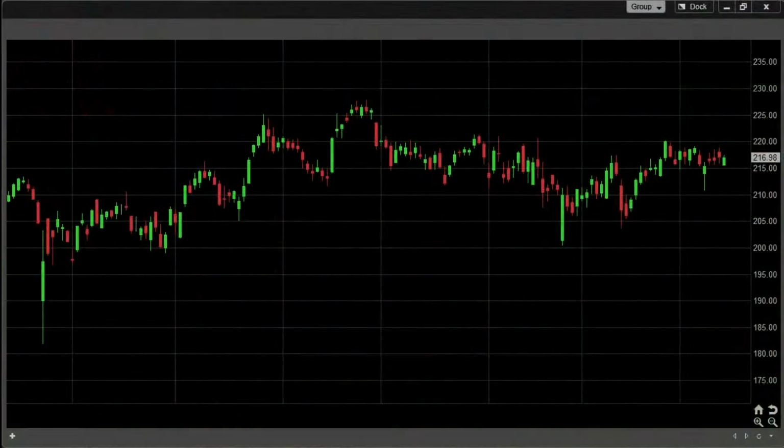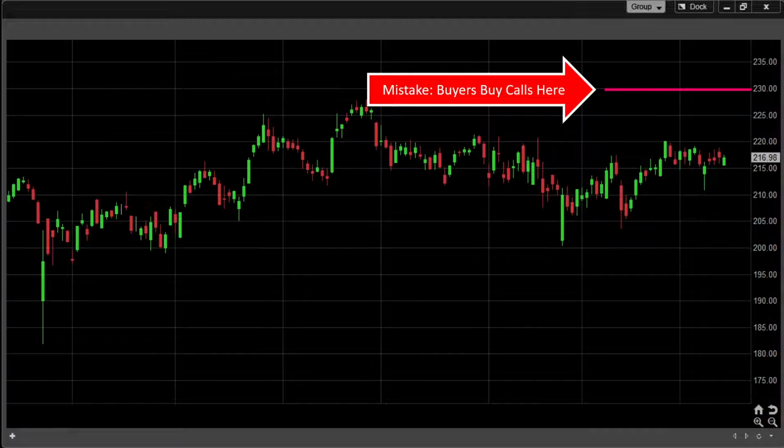Let me explain. Here's a stock. Now let's say you're bullish. A mistake a lot of option buyers make is they buy calls. They think the stock's going to go up, so they buy a call. But they buy a call with their strike price way above the market. You have a $217 stock, and you're essentially saying that unless this stock goes up $17 or $18 a share, up to $230, I'm basically going to lose money. That's a terrible, terrible, terrible trade.